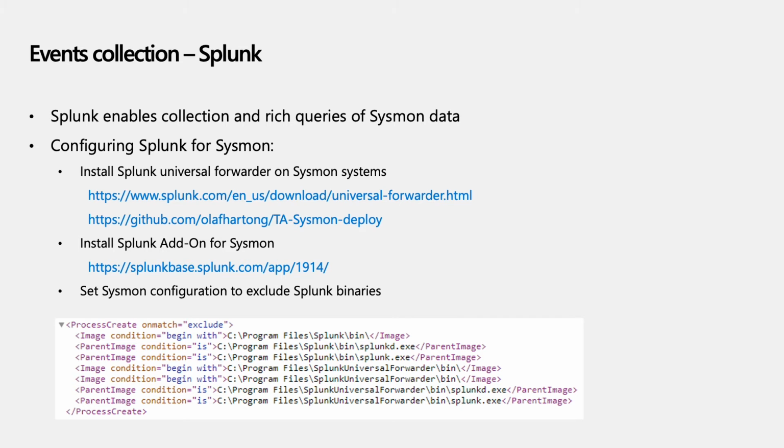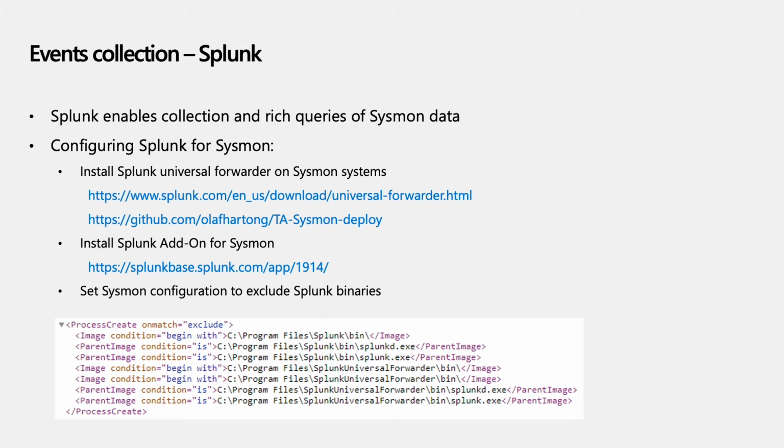And on your Splunk instance, you can install this Sysmon add-on that is now supported by Splunk so that it will correctly parse the events and allow you to query them faster. We also advise you that you exclude the Splunk binaries from being analyzed. And I added some of the rules you could use for that so that those events are not forwarded to Splunk and you don't get additional noise.